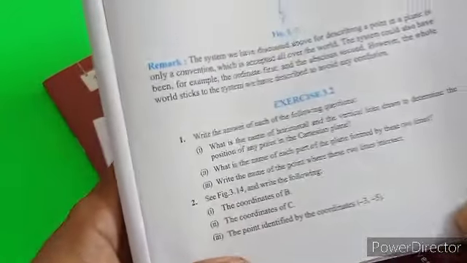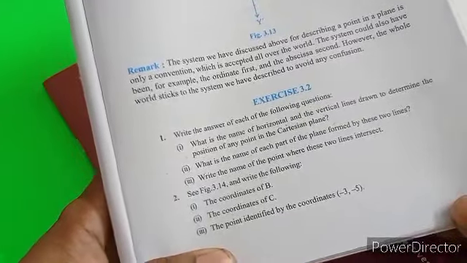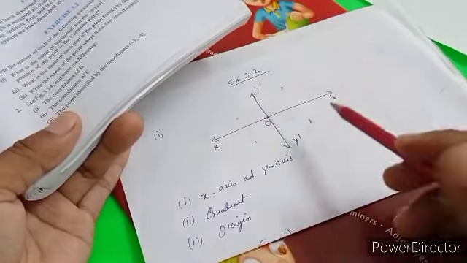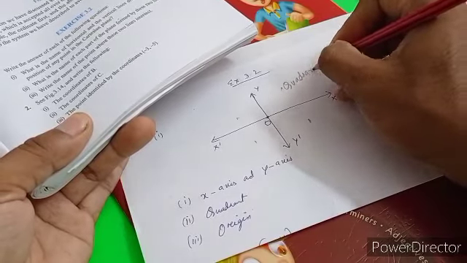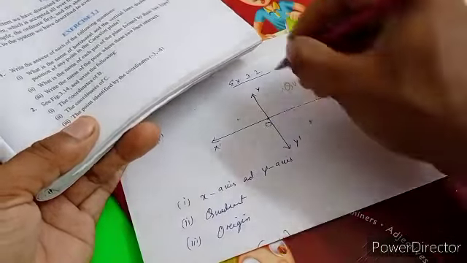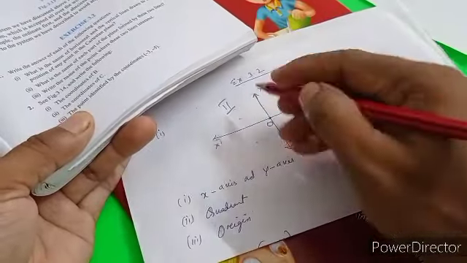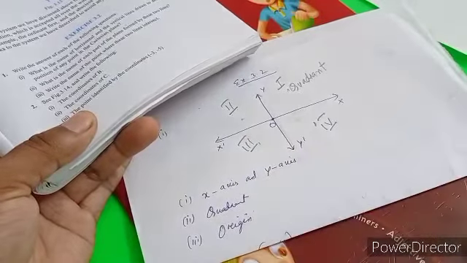Question number 2, Roman number 2. Write the name of each part of the plane formed by these two lines. Each part, 1, 2, 3, 4. Yes or no? These parts are called quadrants. This is first quadrant. This is second quadrant. We'll move from this side. Okay, first, second. This is third quadrant, and this is fourth quadrant. We call it quadrant.